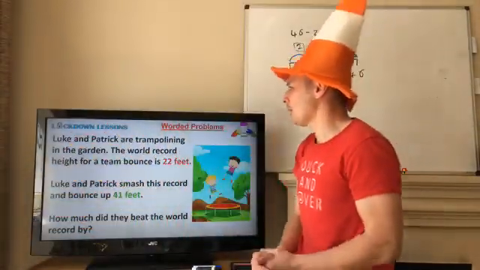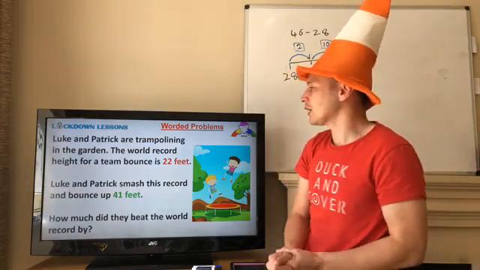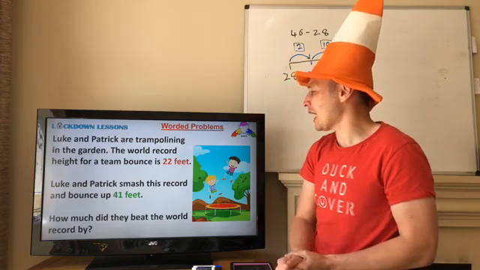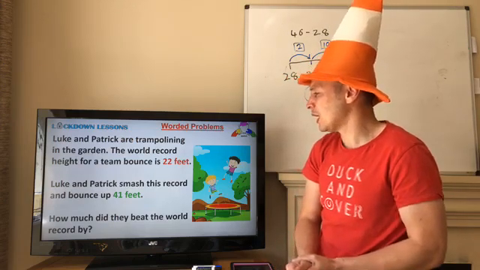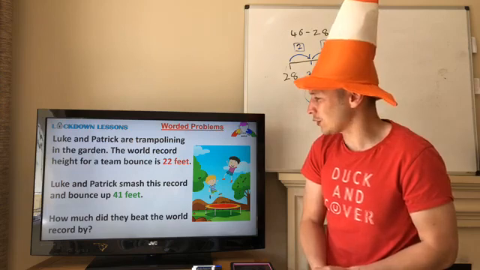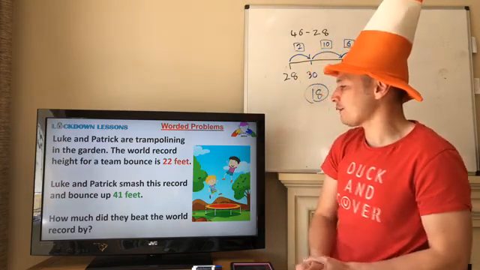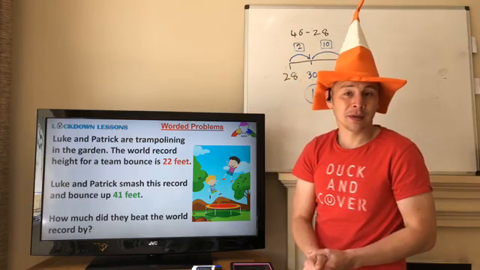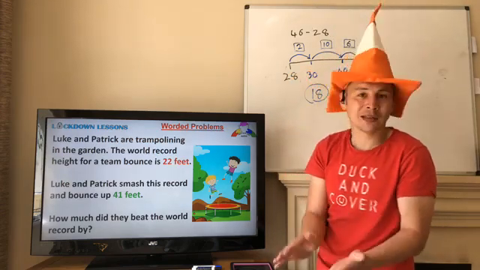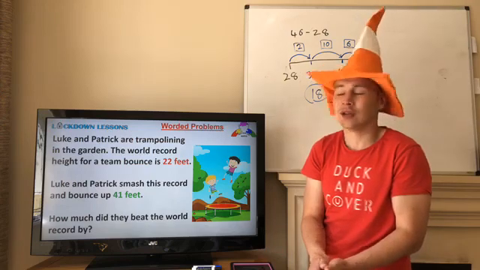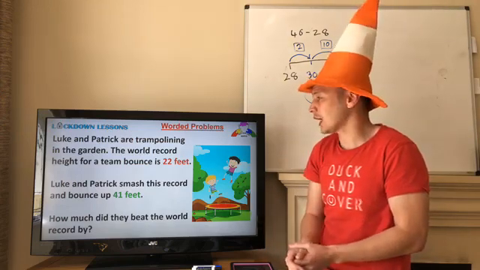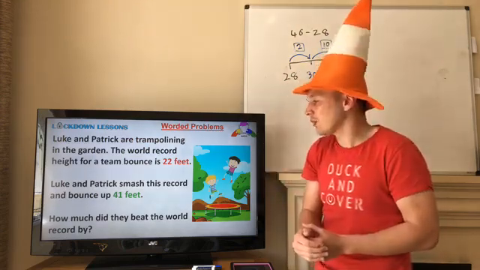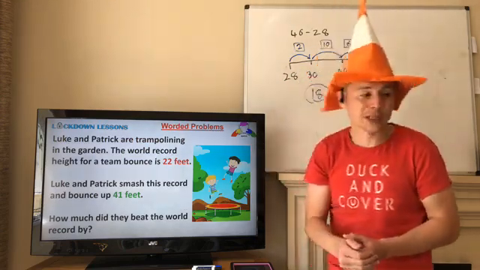Okay, so Luke and Patrick, who won the bingo last week, are trampolining in the garden. The world record height for a team bounce is 22 feet. Luke and Patrick smashed this record and bounced up 41 feet. How much did they beat the world record by? So work out, is this a difference question, a takeaway question, an adding question? And then you can post the answer on the chat. So Luke and Patrick, the trampoline, that 22 feet is a record. They smashed this record and bounced 41 feet.